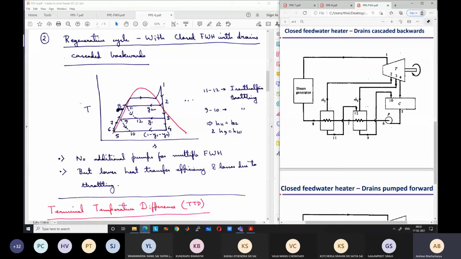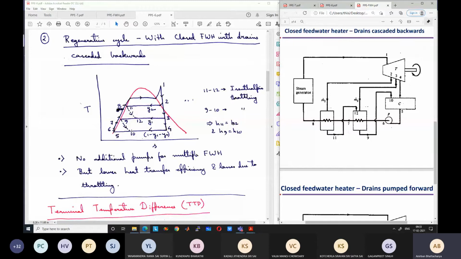Okay, so we go to an intermediate state. Because there is expansion in throttling, some of the liquid water gets converted to vapor at low pressure. So at state 10, this mixture contains a small amount of vapor and the rest of it is liquid water. It is mixed with the feed water that was already present, and this mixture actually passes to state 5. So from 4 to 10, the mass flow rate is 1 minus Y1 minus Y2.